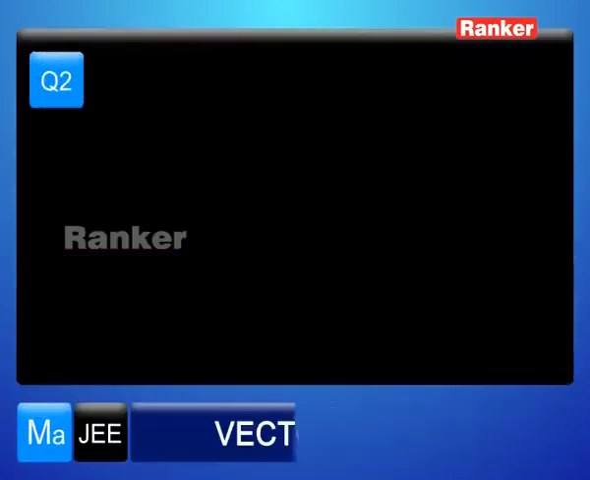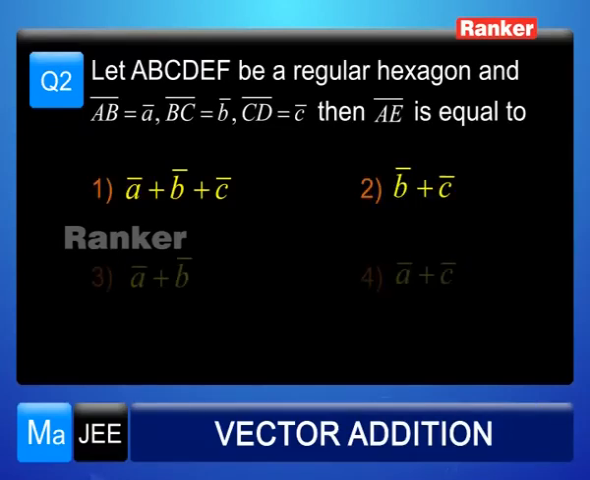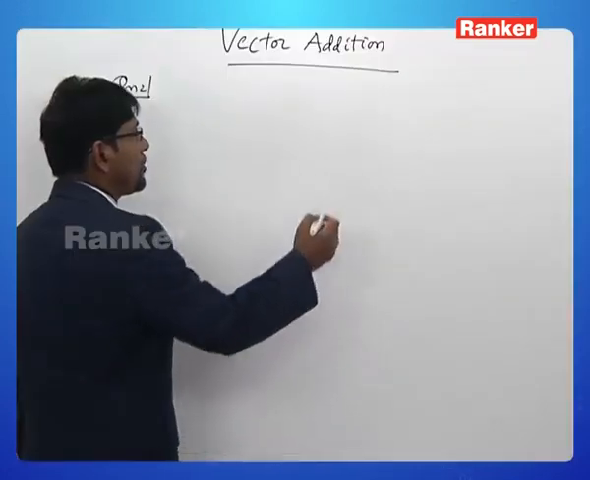Let's move on to question number 2. Let ABCDEF be a regular hexagon and vector AB is equal to A bar and vector BC is equal to B bar, vector CD is equal to C bar. Then the vector AE is equal to, first option A bar plus B bar plus C bar, second option B bar plus C bar, third option A bar plus B bar, fourth option A bar plus C bar. Let's have a look at it.